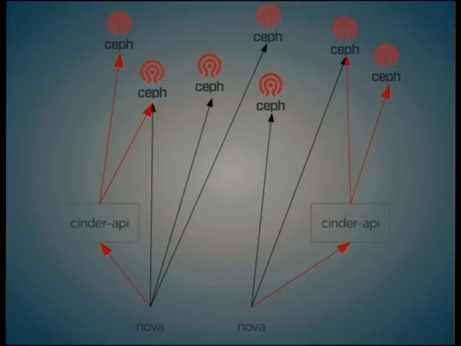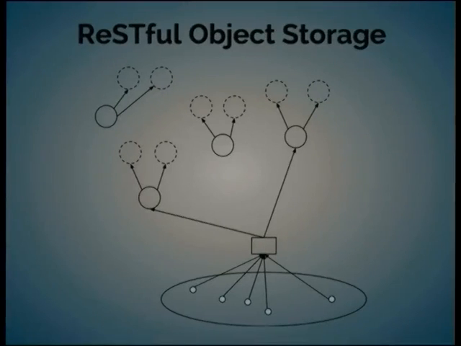And then it is actually Nova itself that uses these RBD images. RESTful object storage, that is something that we, of course, have in OpenStack already. But what we can do with Ceph is we can use Ceph as a drop-in replacement for Swift as well.